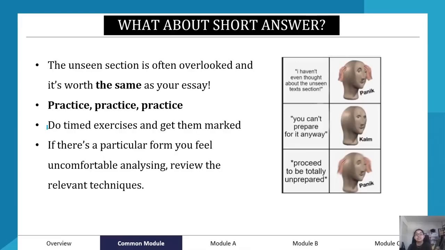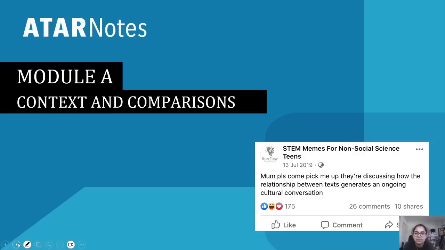So, short answer question section is often overlooked, but remember, it is the same marks as your essays. Now, the key to getting better at short answer questions is to practice, right? Do timed exercises, get them marked. With English, best way to succeed is that the dot point there. Do your timed exercises and then get them marked and do them again and keep getting that feedback. Now, if there is a particular form that you feel uncomfortable analyzing, let's say like poetry is definitely up there, image maybe, you want to go back and review the relevant techniques so that you've got like a bank of techniques that you can use.